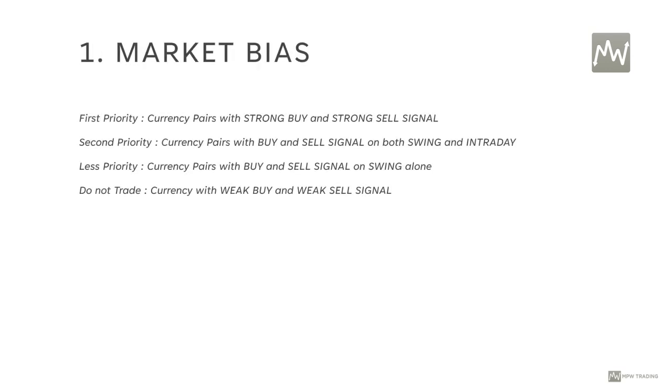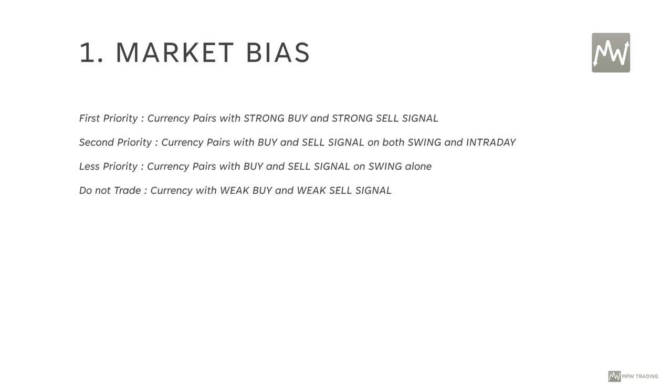Number 1, market bias. So, again guys, our first priority na i-trade is yung currency pairs with strong buy and strong sell. Para sa may mga automated dashboard, yan po yung dark green and dark red na color. So, yun yung priority nating i-trade as much as possible, no? And then second priority na lang natin is yung buy and sell signal or yung red and green na color lang, no? And then we have less priority kapag buy and sell lang siya signal sa swing lang. Pwedeng i-trade pero less priority na natin siya.